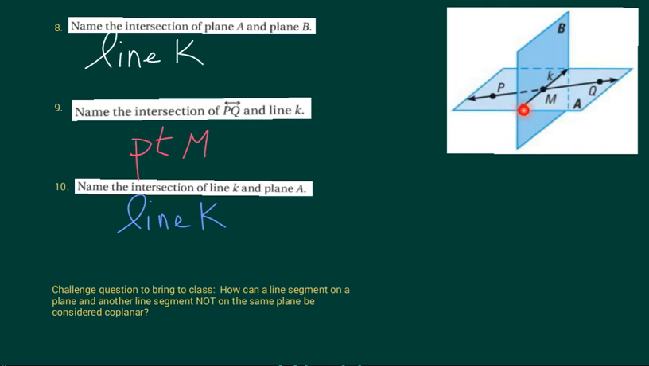Again, your challenge question to bring to class is, how can a line segment on a plane and another line segment not on the same plane be considered coplanar? In other words, even though the 2 line segments are in different locations, how can they be considered on the same plane? So you have to go back and think of, what does it mean to be considered a plane, and what do you need for there to be a plane? Go back to the first couple slides, and there's something that I wrote down that should help you out on this. Good luck. See you tomorrow in class.